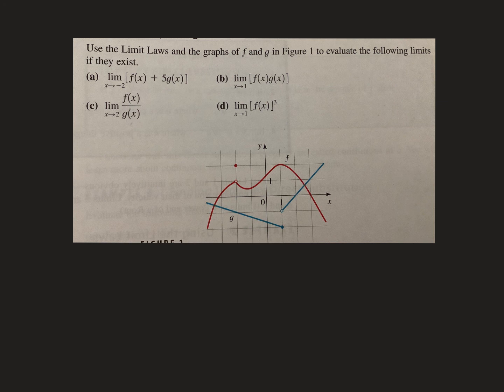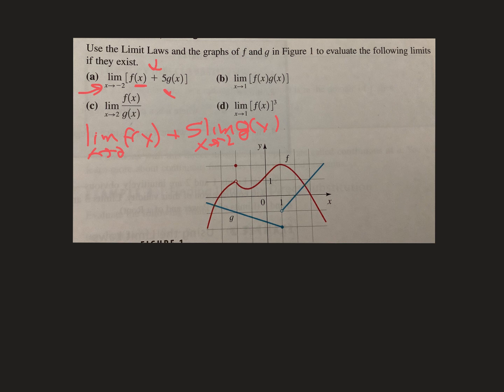Okay, this first one says the limit as x approaches -2 of f of x plus 5 times g of x. The laws we just did say I can break that up. I can find the first limit, the limit of f of x. And I can find the second limit, and I'm going to do 5 times that one, obviously. 5 times the limit of g of x, and just add those together. I just broke it up into 2 pieces.